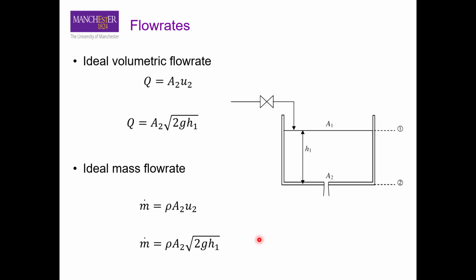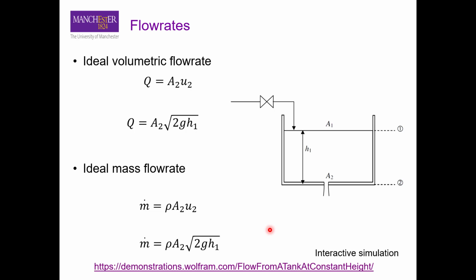And here you have a nice simulation that you can try, for example, to play with these different parameters. For example, you can vary h1 or velocity or h2 or the area of holes and see how they affect the volumetric flow rate or the mass flow rate. So please have a go at this simulation at this page.